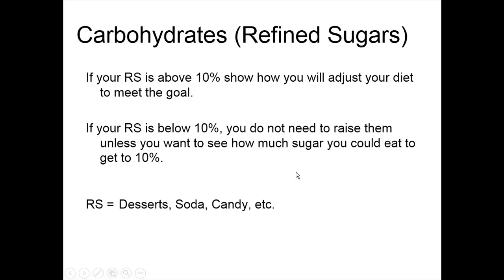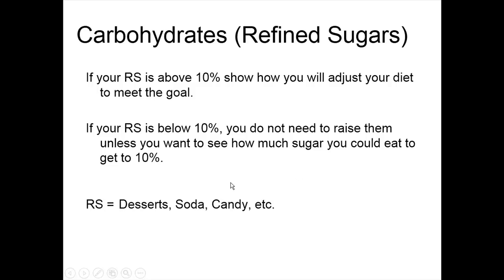I've had students that were at 5% refined sugars, and just for giggles, I guess, they decided, well, I'm just going to add some sugar just to see how much I can actually eat and still be at 10% or below. So they added some candy or drank soda or something in order to get it up to 10%. It's just an interest of theirs, and I don't care. But if you're at 5%, you can leave it at 5%. The only issue is, though, if you're at 5%, your complex are going to have to be at 53, because you still need to meet the 58% goal.